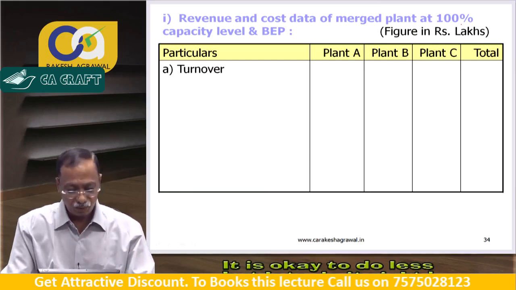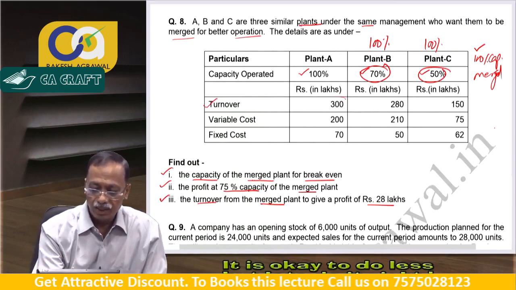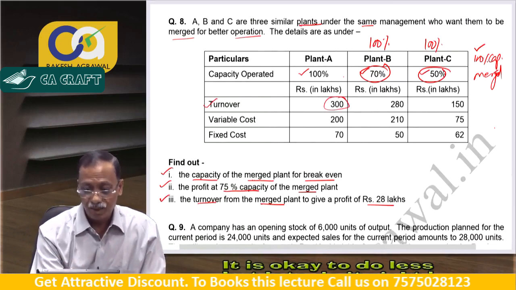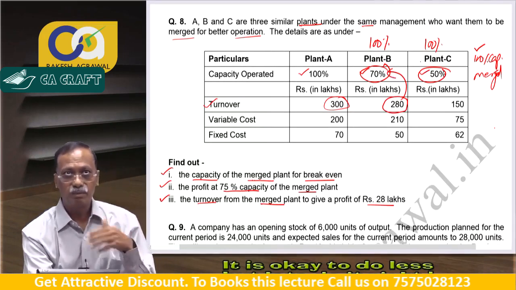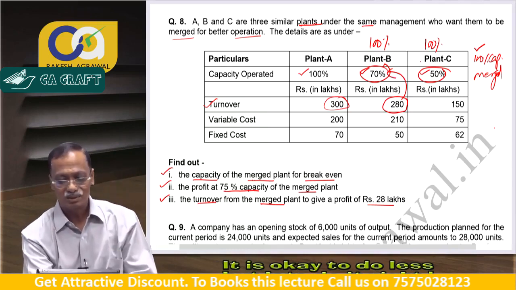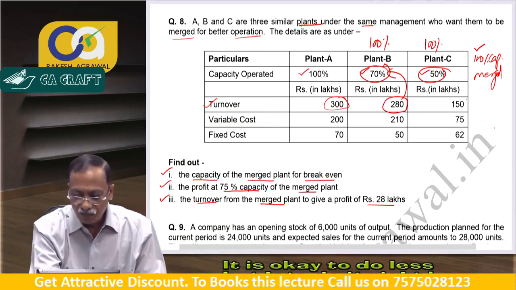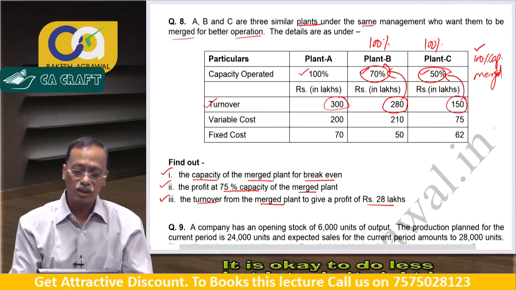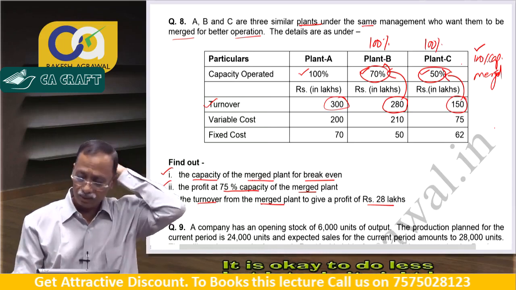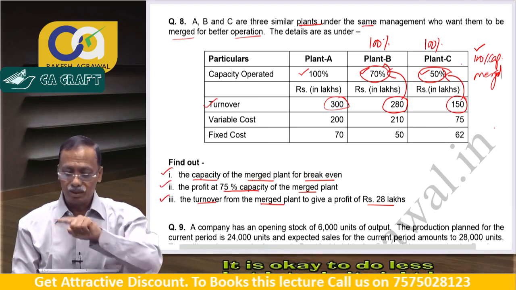Now I will take you back to the question. See, the turnover of plant A is already at 100%, so I don't have to convert. But B I have to convert. If 280 lakhs is the turnover at 70%, what will be the turnover at 100%? 280 divided by 70%. If 150 lakhs is the turnover at 50%, then what will be the turnover at 100%? Naturally, it will be double, that is 300. So you have to convert all the data to 100%.